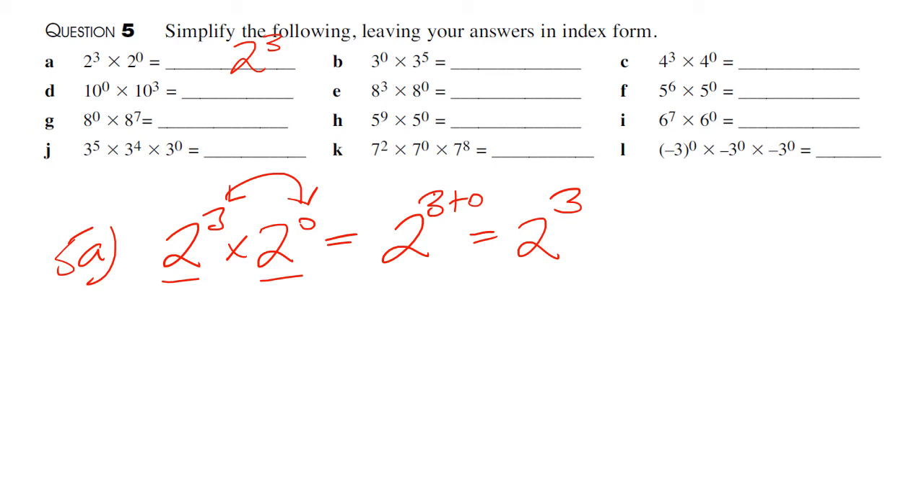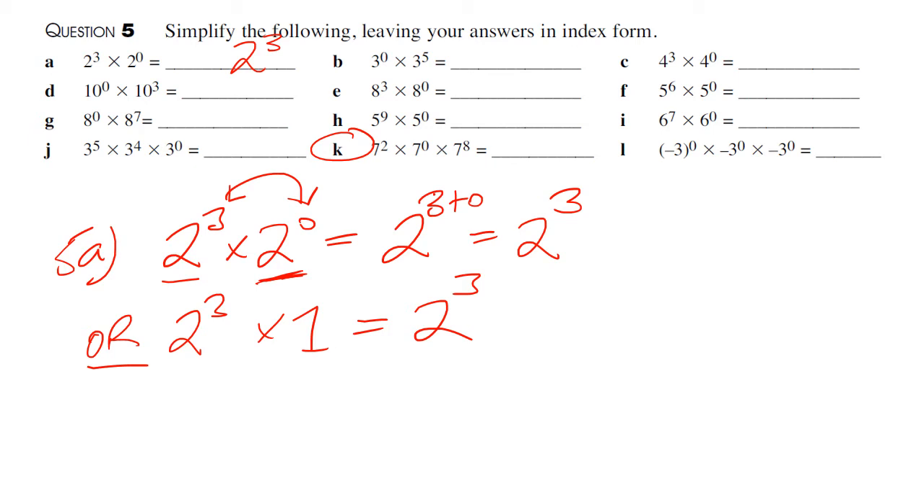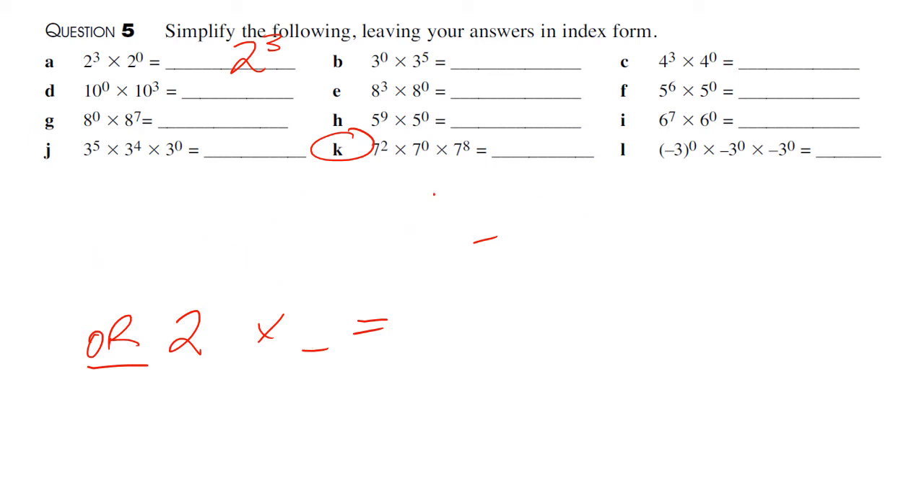Or you can use the raised to the power of 0 rule, because 2 to the power of 3 times 2 to the power of 0 is just 2 to the power of 3 times 1, which means you're going to end up with 2 to the power of 3. Okay? So 5a is super easy. Let's try k. Let's see what k would become. I'm just going to rub this stuff out so I have a bit more space. So let's look at k.